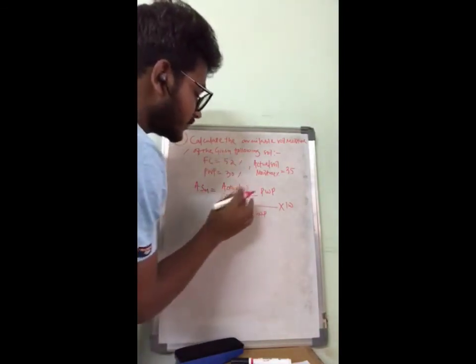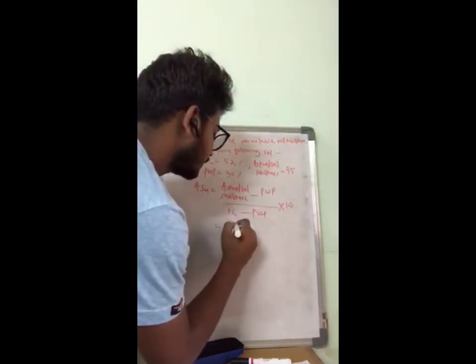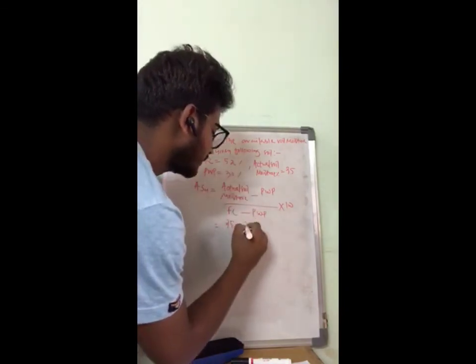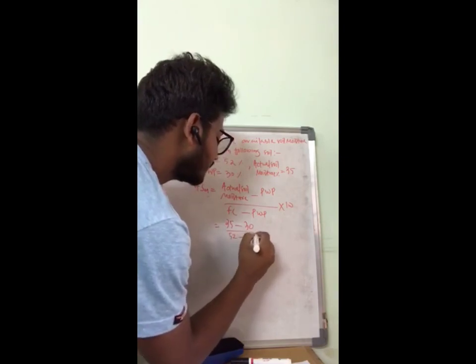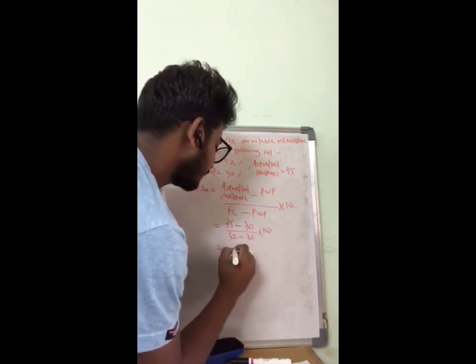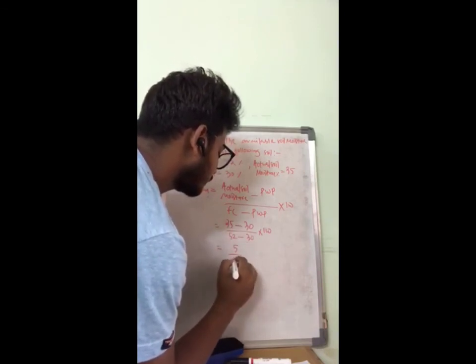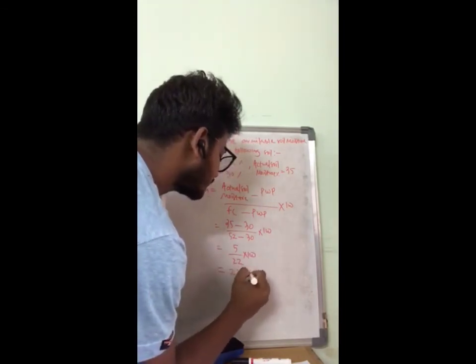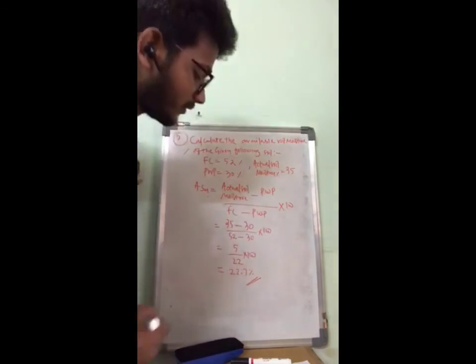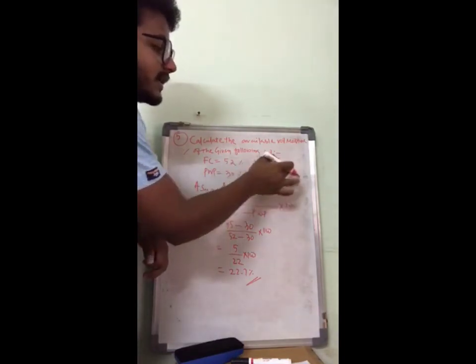Here the actual soil moisture percentage is given as 35 minus PWP, which is 30, divided by FC, which is 52 minus 30, into 100. So 5 divided by 22 into 100. You will get 22.7 percentage. This is how you calculate the available soil moisture percentage when actual soil moisture percentage is given.